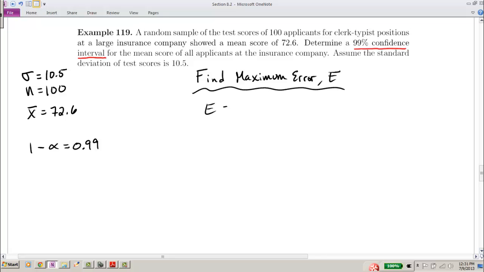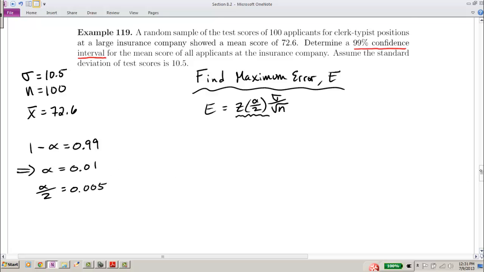And we find the maximum error using this formula, z of alpha over 2 times sigma over root n. Now we know sigma and n, so we've got that part figured out, but we just need to know what is z of alpha over 2. So let's work with this level of confidence over here. 1 minus alpha is 0.99. That means that alpha is 0.01, and alpha over 2 is 0.005.